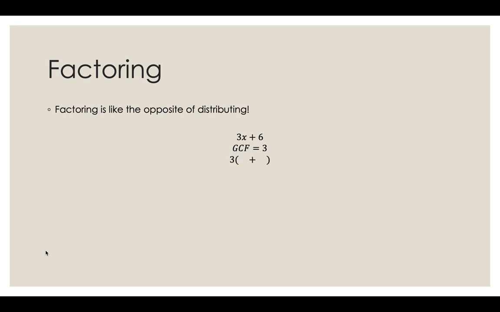So now we know that our 3 will go outside of parentheses, but we don't know what's going to go inside the parentheses. Well, if we look at this, we know that our term here was 3x, and so we divided by the factor 3, so what we're left with on this side will be x. And now let's look at the 6. Well, we took out the factor of 3, so we know that the number we need to multiply 3 by in order to get to 6 is 2. So then we'll have 3 times (x + 2).